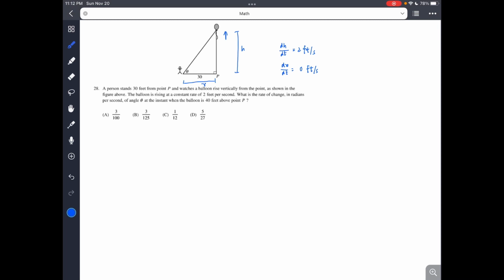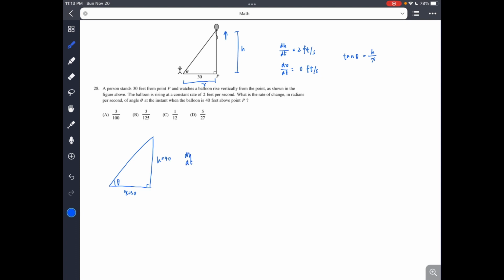The question wants us to find the rate of change in radians per second of the angle theta. So we can use our trig rules and represent tan theta as opposite over adjacent, so h over x. And we want to find it at the instance when the balloon is 40 feet above point P. So when we have this specific situation, we can construct another diagram. X is equal to 30, and over here, h is equal to 40 because it's 40 feet above point P.